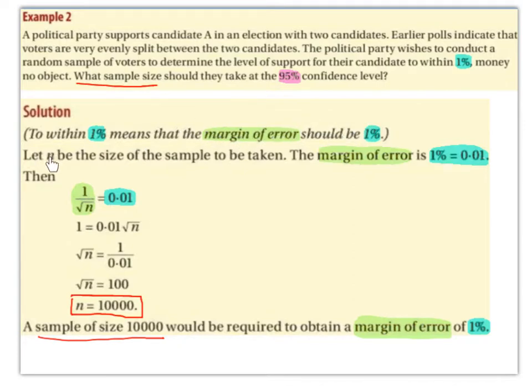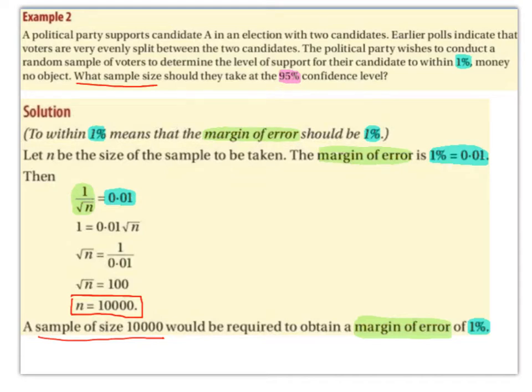So we're going to let n be the size of the sample to be taken. So remember, that's what we're looking for. We're looking for the sample size. The margin of error is 1%, which is the same thing as 0.01. So what we're going to do is let the margin of error formula, which is 1 over root n, equal to the actual margin of error, which is 0.01. And then we just solve for n. So we have 1 over root n is equal to 0.01.